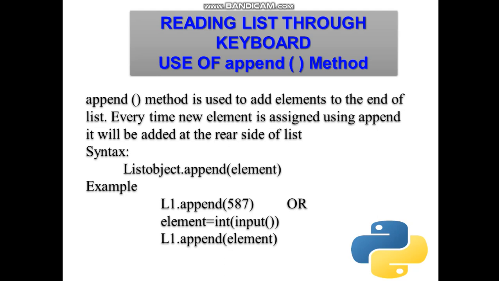Whenever you use append method, it will add all the elements at the end of the list. The syntax is list object, that means name of the list, dot append, and here you have to write the element. Example, L1 dot append 587. Or you can accept the element from the user and store it in a variable. Like I have taken element equals to int input. So the user will enter some element which is stored in variable element, and then I will write L1 dot append element. So that element got appended to the list L1.